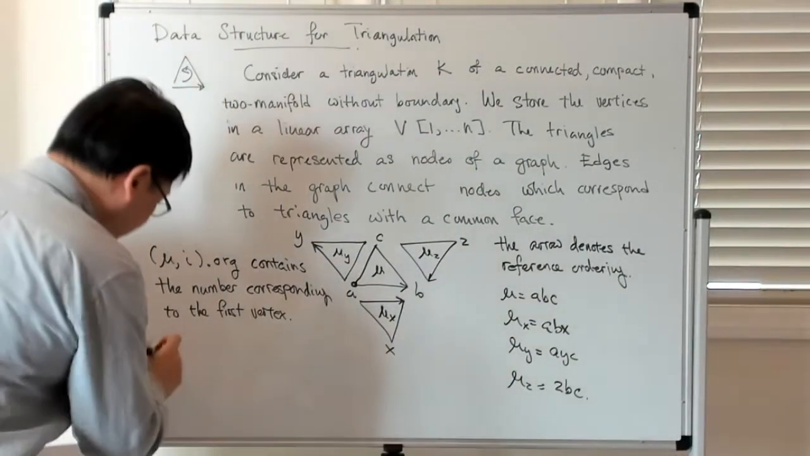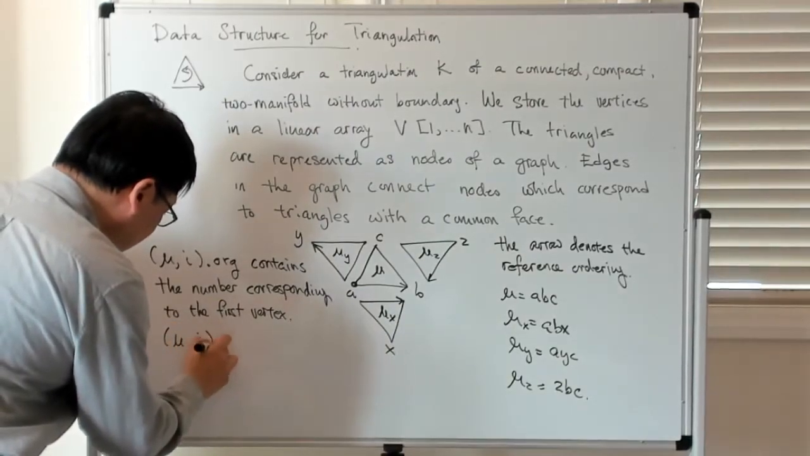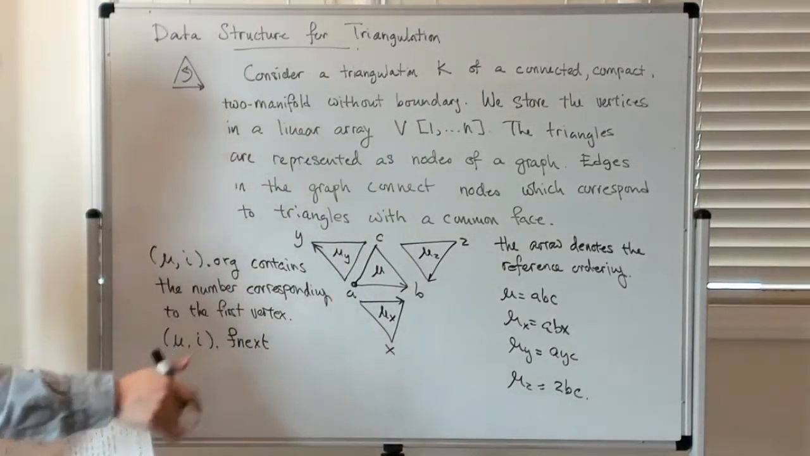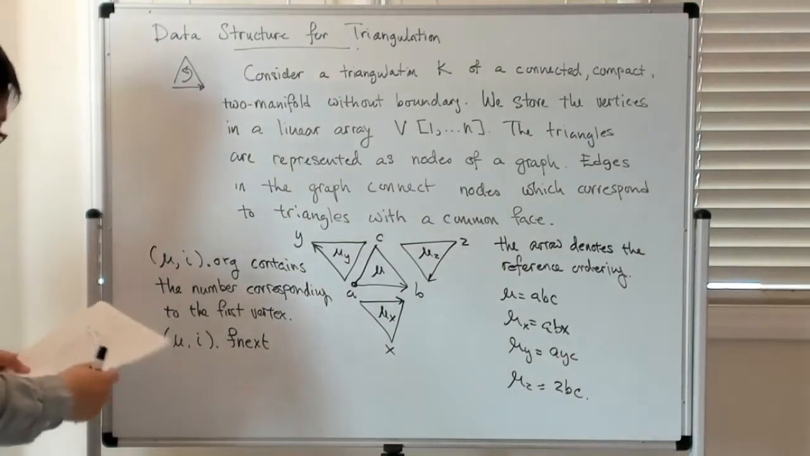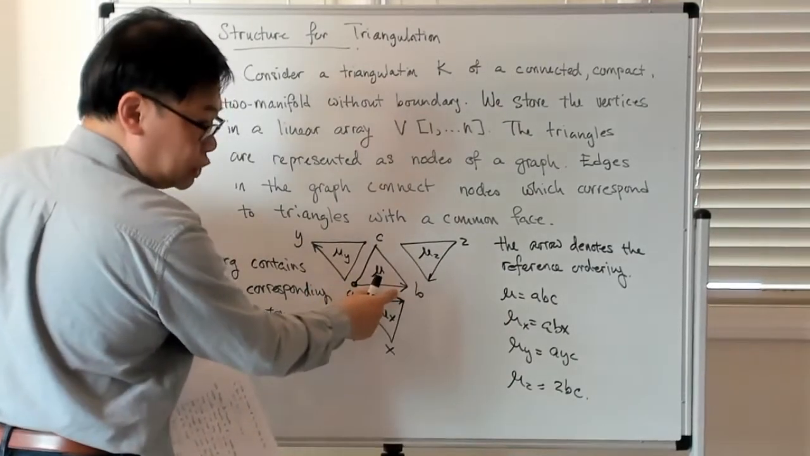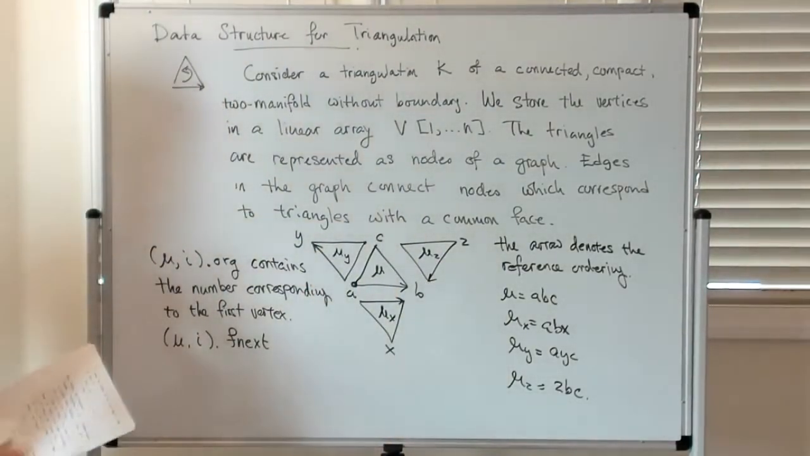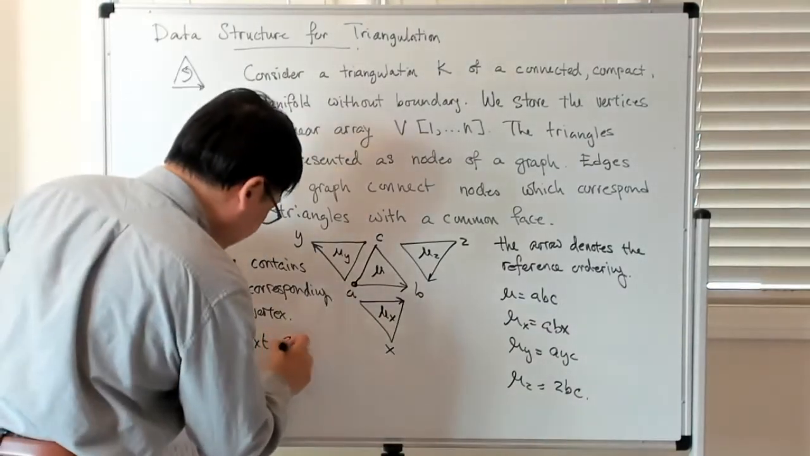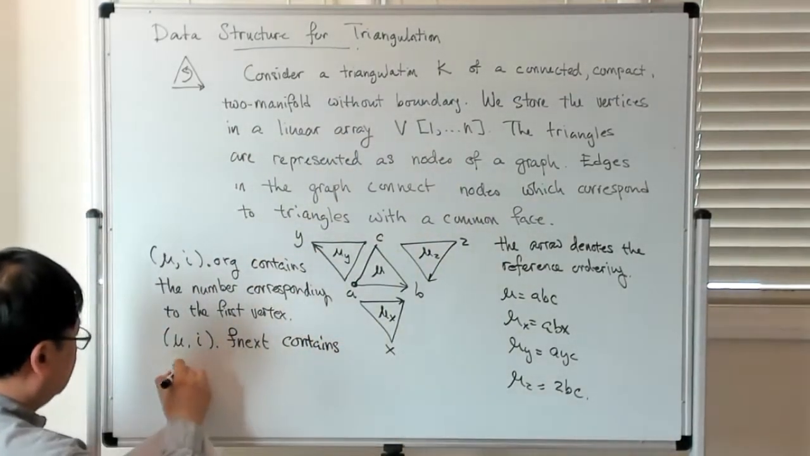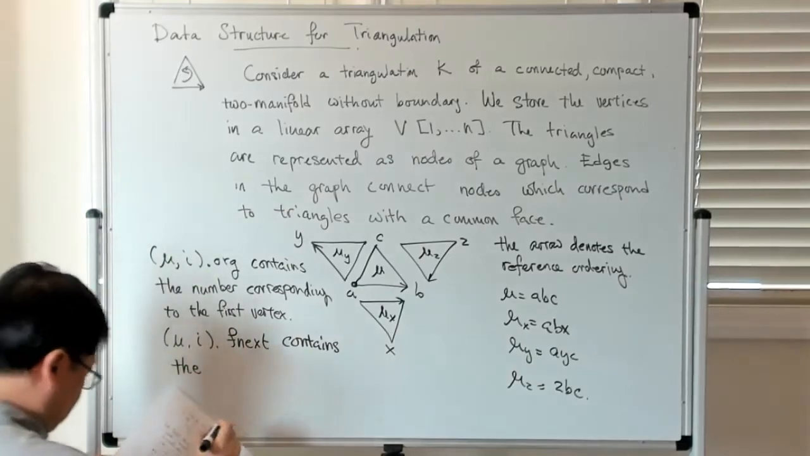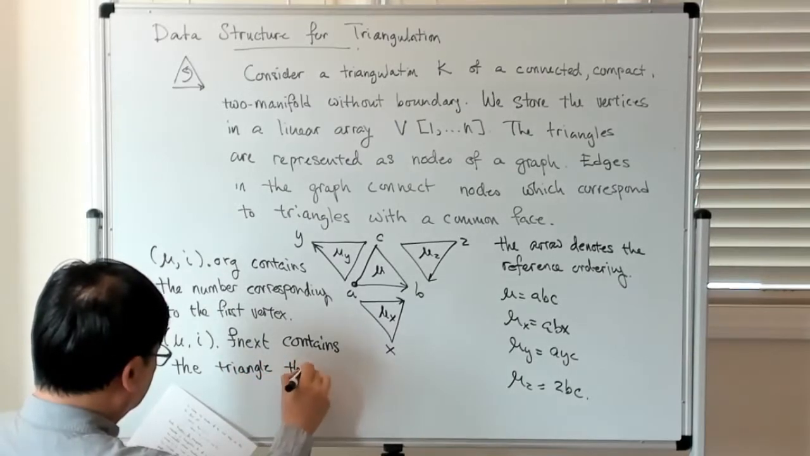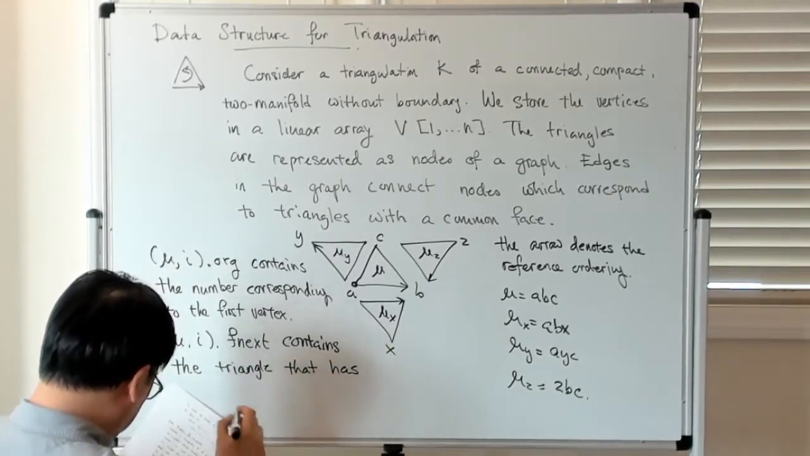And then the other thing you want is mu I f next, which is essentially the next face, the adjacent face to it. This will contain the face which shares the leading edge as a common subface, the triangle that has the leading edge in common.